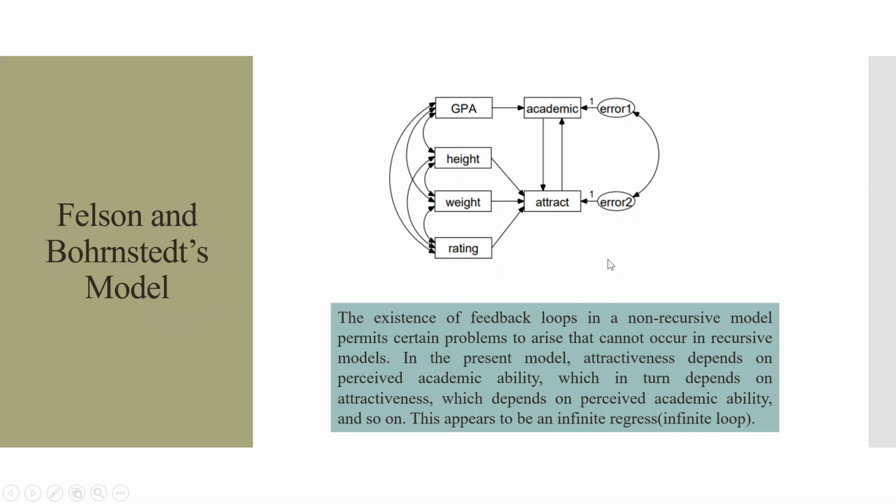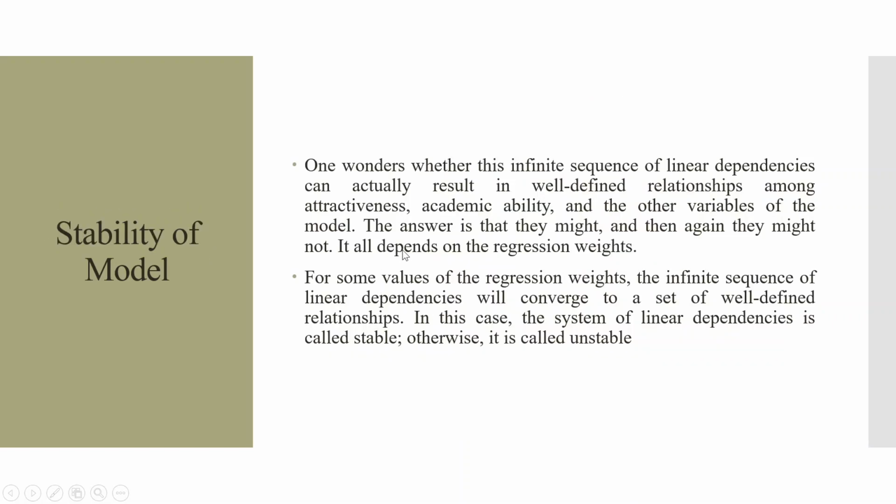Let's try to understand the Felson and Bohrnstedt model. The existence of a feedback loop in a non-recursive model permits certain problems to arise that cannot occur in a recursive model. In the present model, the attractiveness depends on the perceived academic ability, which in turn depends on attractiveness, which again depends on perceived academic ability, and this loop goes on. Error terms are correlated. One wonders whether this infinite sequence of linear dependencies can actually result in well-defined relationships among attractiveness, academic ability, and other variables of the model or not.